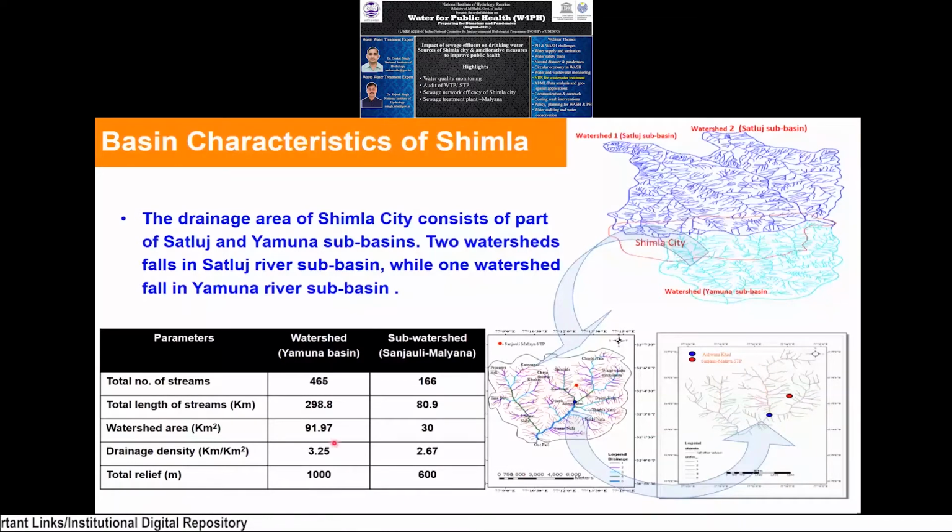So these are some of the characteristics of the water, and one interesting thing is the mall road. The mall road is this blue line, and this bifurcates the two watersheds in Shimla city. One is the Satluj Basin, and the other is the Yamuna watershed. So the mall road is on the highest point in the study area.